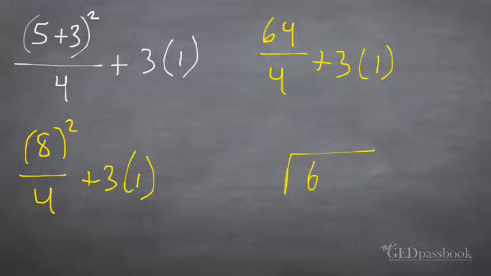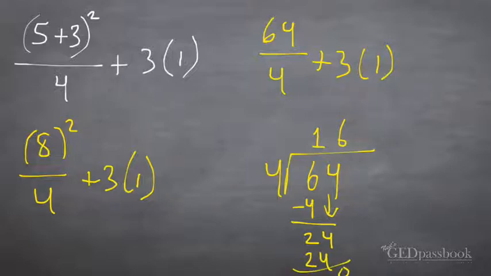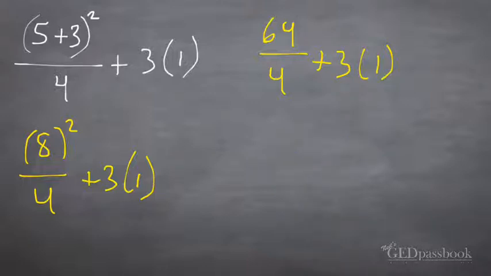Do we want to do this by hand? How many times does 4 fit into 6? Creating 4. How many times does 4 fit into 24? Creating 24 with the remainder 0, 16, right? That's how you divide by hand. You're going to want to do stuff by hand. 16 plus 3 times 1. All right, we're getting it closer. What do we do now?